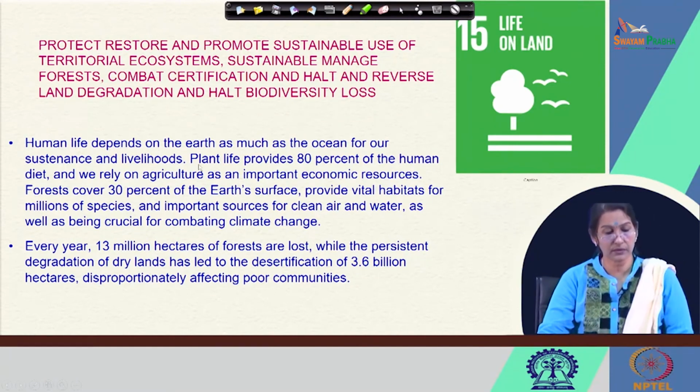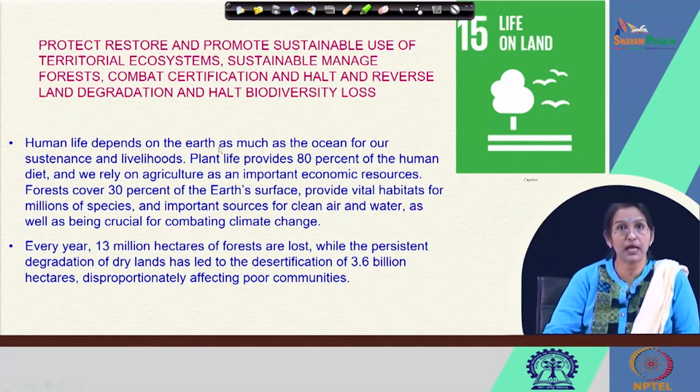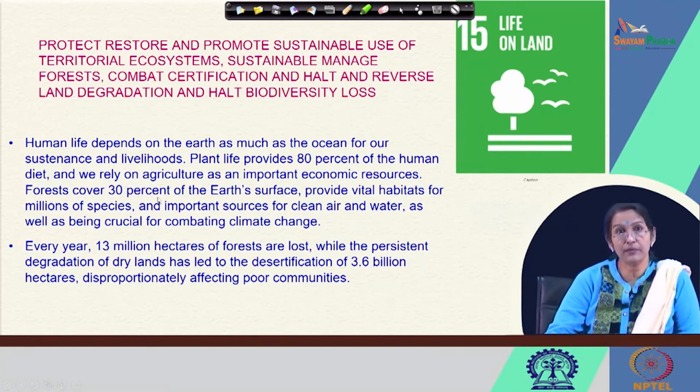As all of us know, human life depends on the earth as much as on the oceans for our sustenance and livelihoods. Plant life provides at least 80% of the human diet, and that is why in India, agriculture has been an important source of economic resources. Forests cover almost 30% of the earth's surface, and they are a vital habitat for millions of species and animals. It is the living space, the base of this animal planet.